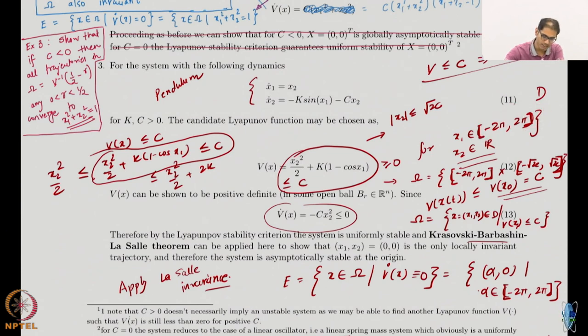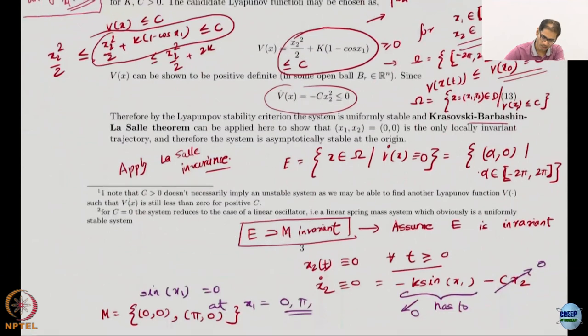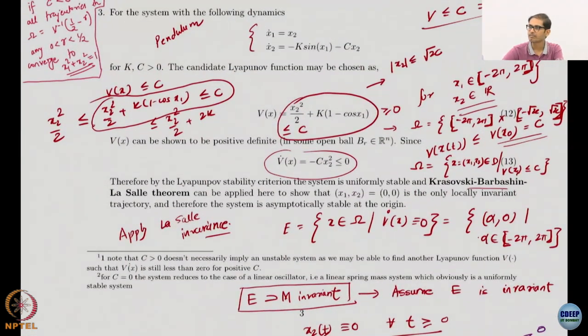Anyway, this is something I'll ask you to complete. But the rest of the steps are exactly the same. You still have a V. Notice that as soon as I choose x1 in minus pi to pi, this is positive definite. This we discussed earlier in the example. If x1 is in the minus pi to pi range, not minus 2 pi to 2 pi range, this is a positive definite function, right? I hope you all agree.